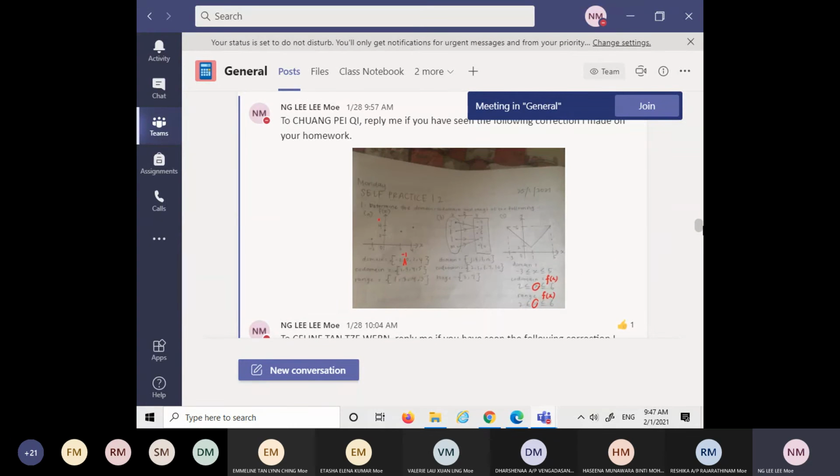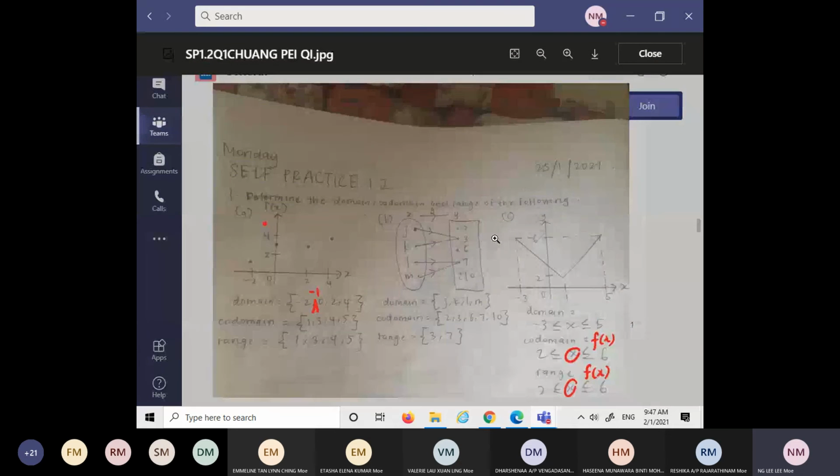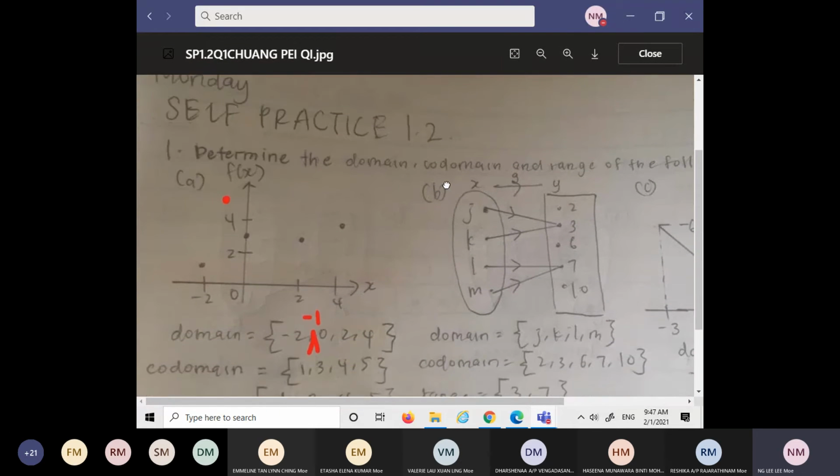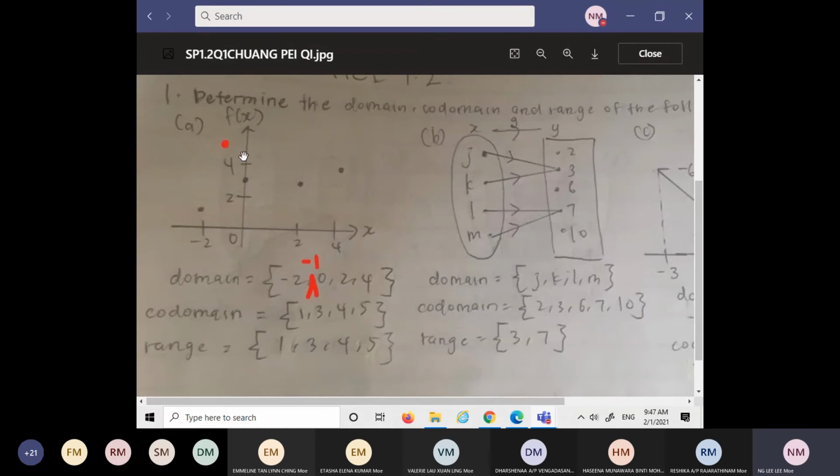Look at page 1. Enlarge it. Oh, so big. The mistake is she missed out this dot. I don't know how she copied. Her codomain and range have no problem, but for the domain she missed out the -1. So obviously I can say Peichy didn't check the answer at the back.